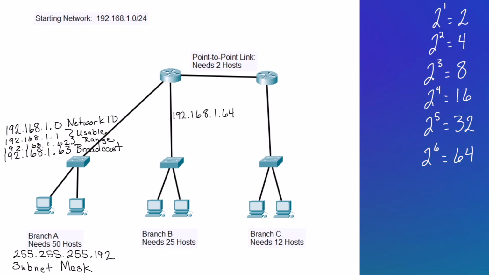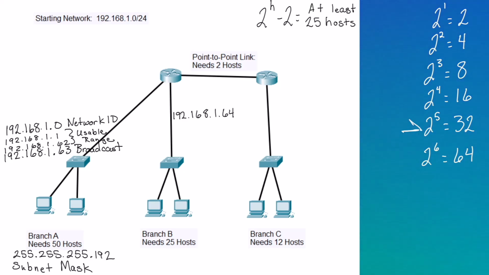Branch A is done. All right, now we've got to work on branch B. We need 25 hosts for branch B. We just use our formula, 2 to the power of h minus 2. What do we need here for h to hit at least 25? Well, we can get to 32.